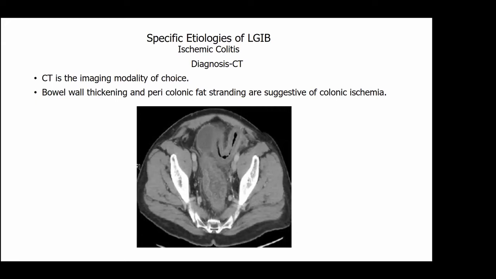CAT scan is the imaging modality of choice, and what you see is bowel wall thickening and pericolonic fat stranding. So here you see the lumen of the sigmoid colon, and you can see that the wall is really thick. And here you can see that the mesentery is dirty around the colon, and that's the pericolonic fat stranding.